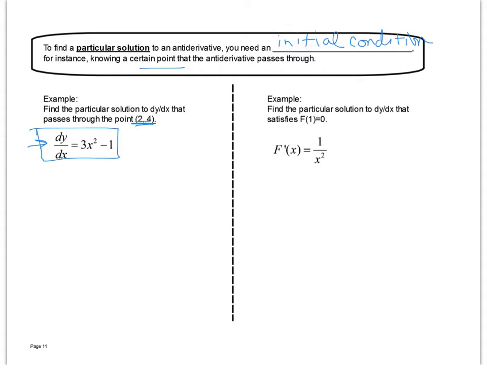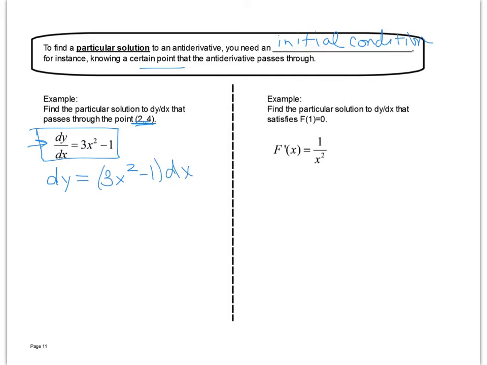Well, this is easier to solve by doing something called separating variables. I'm going to teach you a little bit about separating variables, and we're going to actually split these differentials up. Differentials are the dy and the dx. I'm going to move that dx to the other side.